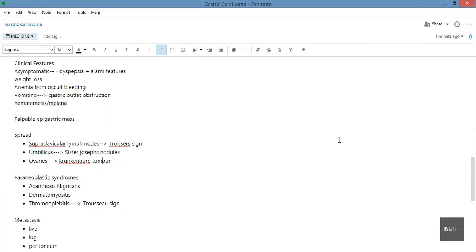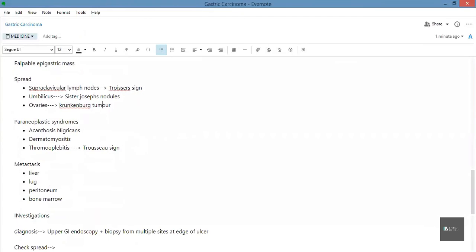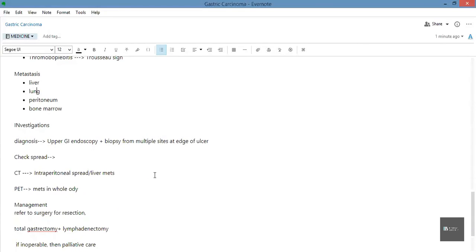The paraneoplastic syndrome associated with gastric carcinoma entails acanthosis nigricans, dermatomyositis, and thrombophlebitis, also known as Trousseau's sign. It commonly metastasizes to the liver, the lung, the peritoneum, and the bone marrow. The investigation of choice for diagnosis is upper GI endoscopy plus biopsy, and we take the biopsy from multiple sites at the edge of the ulcer.